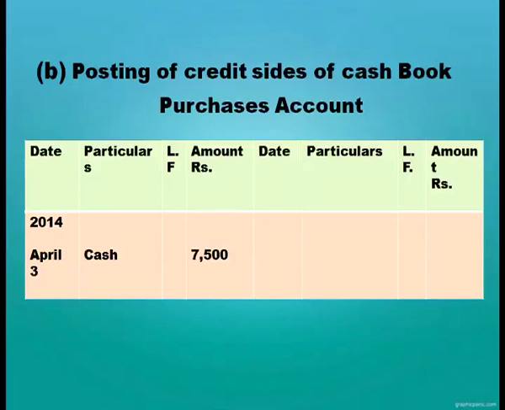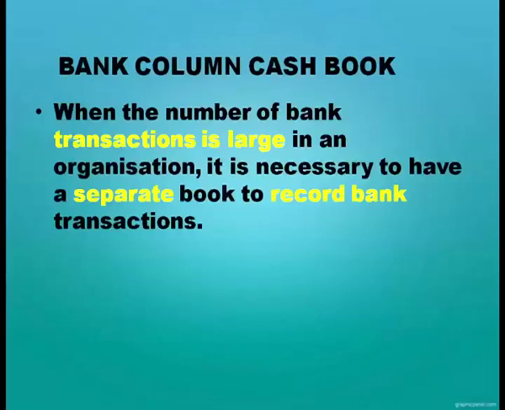Posting of credit side of the cash book. Purchases account debit to cash. So, in the cash book, you have posted on the credit side by purchases. In the purchases account, you have to post on the debit side to cash, date and amount in the respective columns.